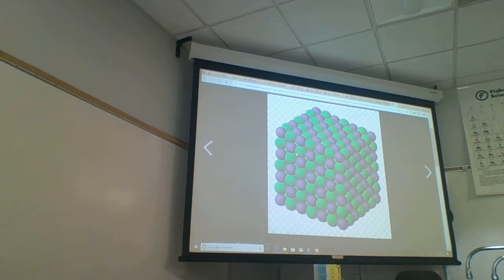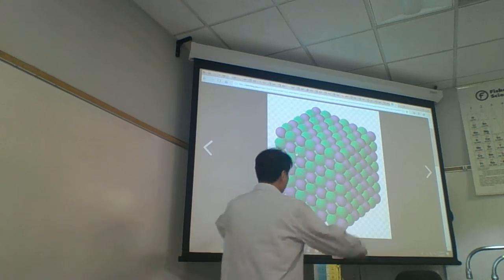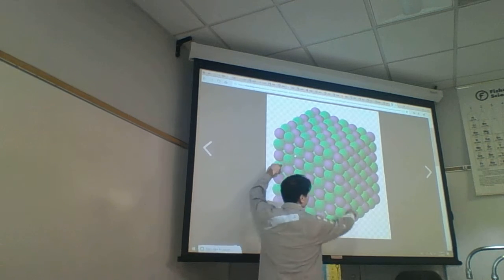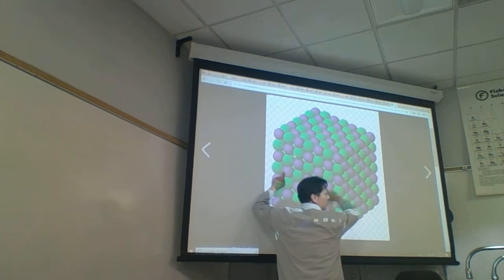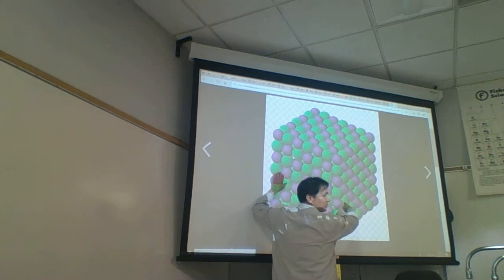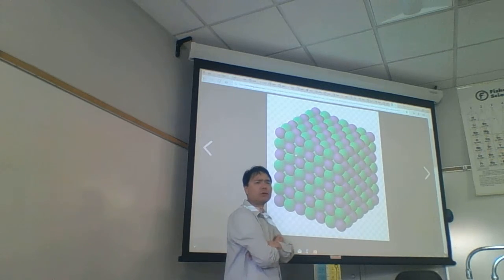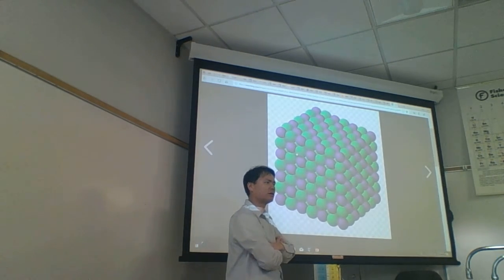How about solid? If I put solid potassium chloride in contact with the electrodes, the wires, the positive electrode here, the negative electrode here, will solid potassium chloride conduct electricity? No, it doesn't conduct electricity. Why not? Can somebody tell me why solid potassium chloride does not conduct electricity?